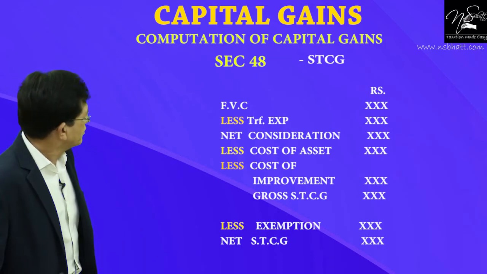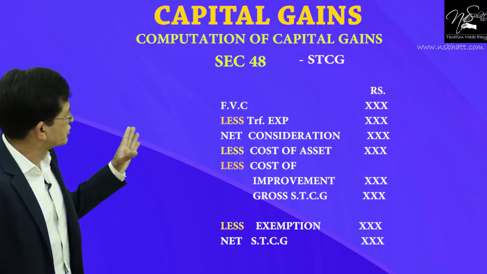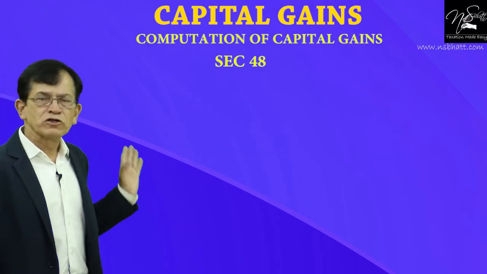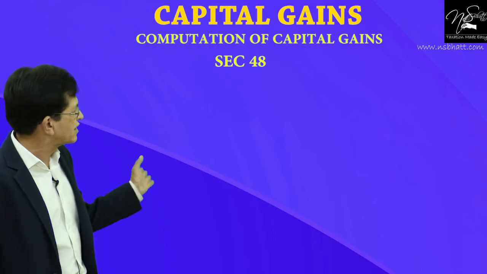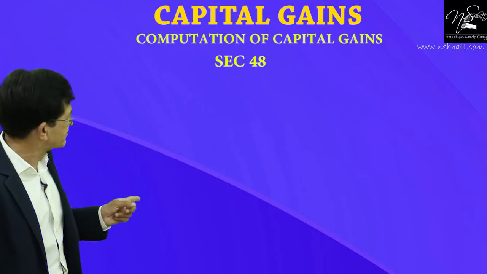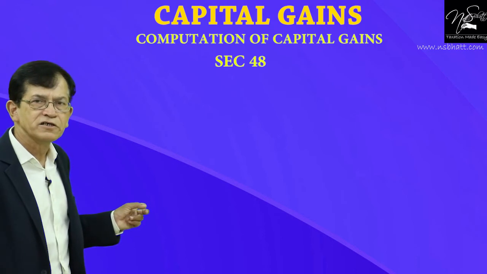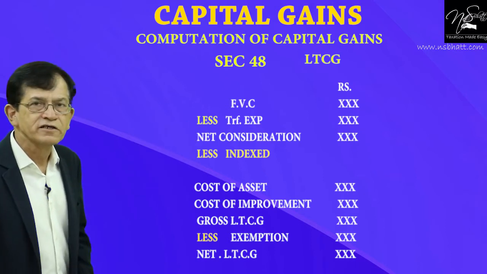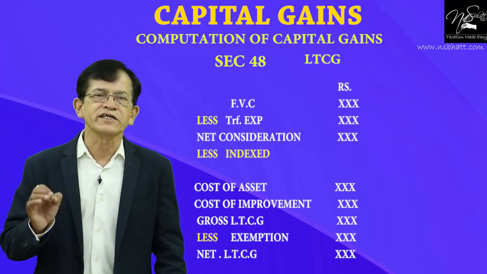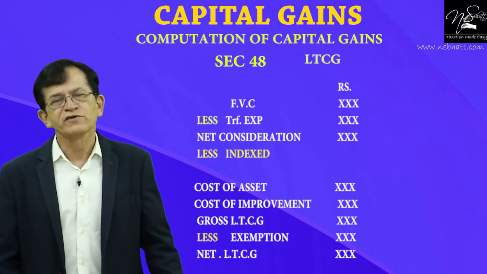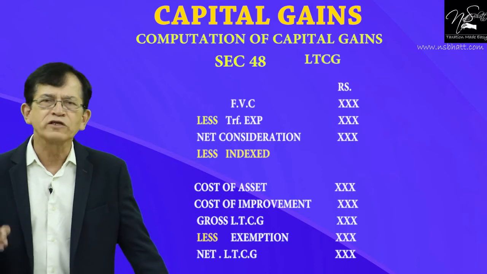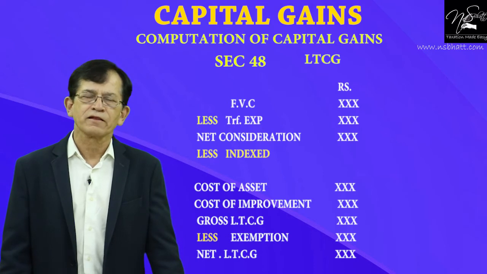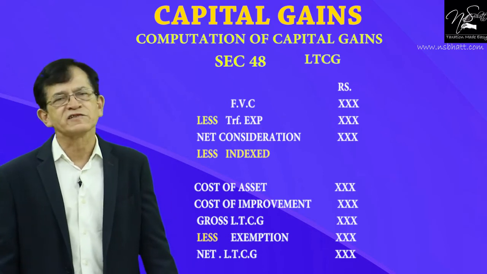Now have a look at two graphs, one for short-term, one for long-term. You can see that both are moving on the same line: full value, transfer expense. Where it differs is here: you take cost and cost of improvement, whereas there you take the index cost and the index cost of improvement. So my question here is, what is that index? When did we bring this index? What is the purpose behind taking this indexation?